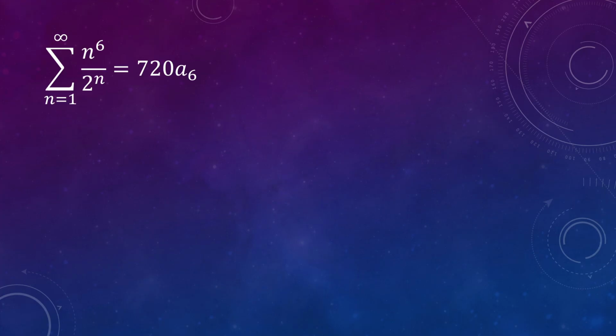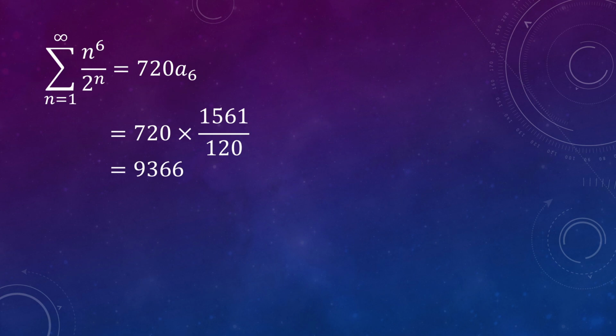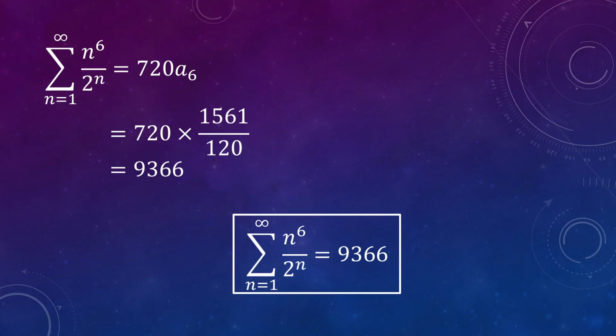Now since we got a6, we can write the summation of n raised to 6 over 2 raised to n, with n varying from 1 up to infinity, equals 720 times a6. Substituting the value of a6, we get 720 times 1561 over 120, which when calculated will become 9366. So the value of the summation which we want to find is equal to 9366.